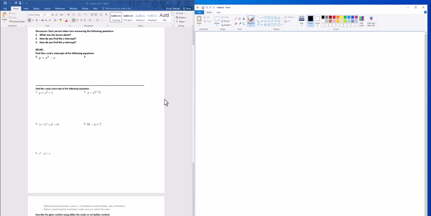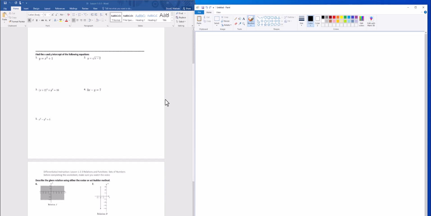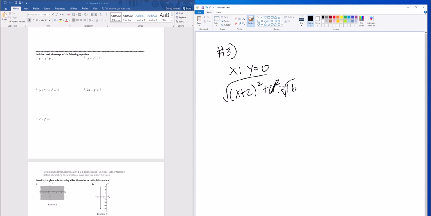Let's look at number 3. So if I wanted to find the x-intercept, plug in 0 for y. So (x plus 2) squared plus 0 squared equals 16. Square root both sides. I'm going to pretend that 0 is not there. So I get x plus 2 equals plus or minus 4. Subtract 2 on both sides.